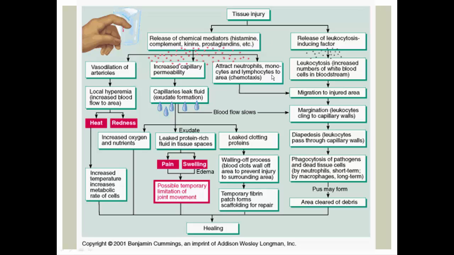Another one here, we've got attracting neutrophils, monocytes, and other lymphocytes because of chemotaxis related to the release of chemicals. So that's going to bring in those white blood cells to the injured area. The tissue injury itself will cause leukocytosis factors to be released. That's going to increase the number of white blood cells produced. If we have more white blood cells in the blood and they're going to migrate to that injured area better, remember we have the margination, sticking to the capillary walls, and diapedesis, getting them through the capillary walls, and then of course phagocytosis of them.